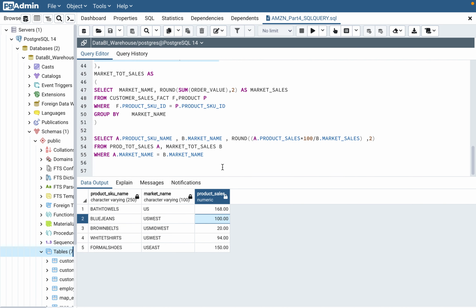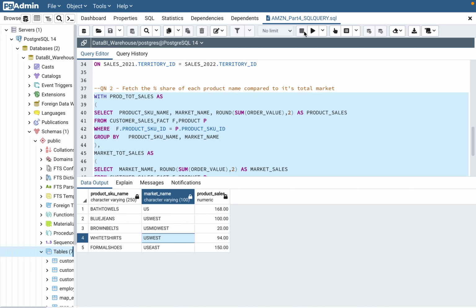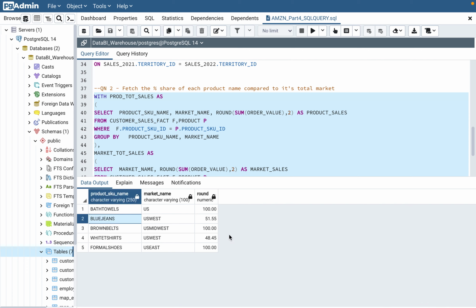So basically, these three markets have only one product. If you see, there is only one row. If US East also had another row, then you would not see 100%, you would see the percentage division like you are seeing for the US West, right? So let me run this query again. So if you see the other three, since I had only one row, 100%, and blue jeans is 51.55 and white t-shirt is 48.45, right?